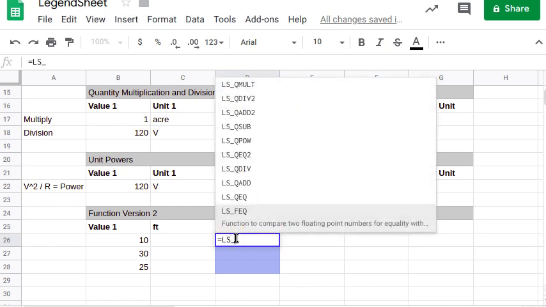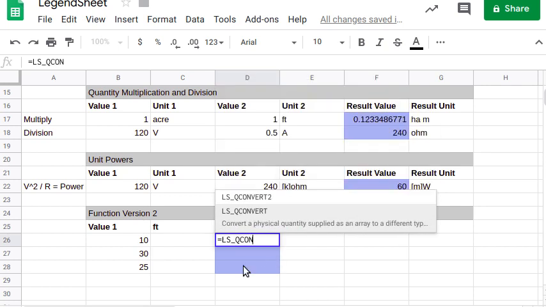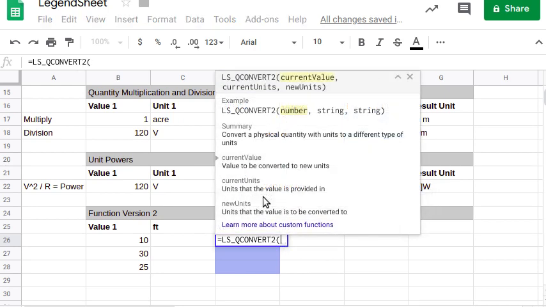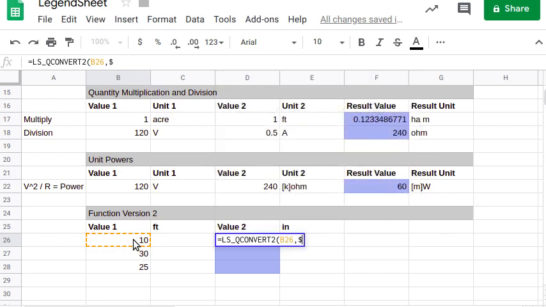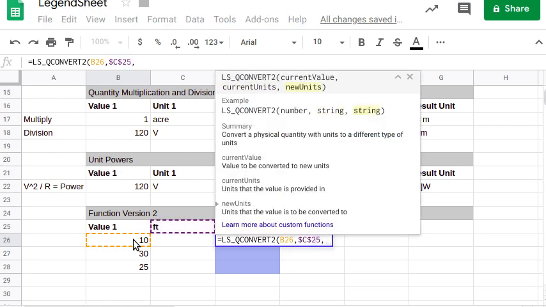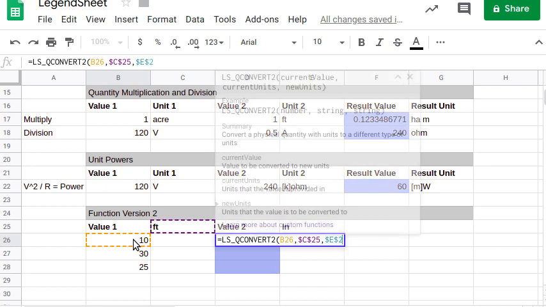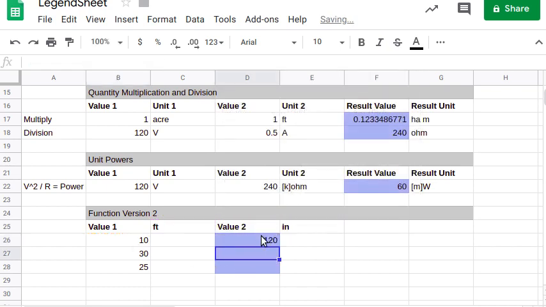So we want to convert these values in feet to inches. Let's do qconvert. This one won't work because we need the unit side by side. So let's look at qconvert2. This one allows us to separate the two. I can do the value here, and then put in the unit that we're converting from in C25, and the unit we're converting to in E25. And there we go, we get the value in feet converted, and we didn't have to have them side by side.